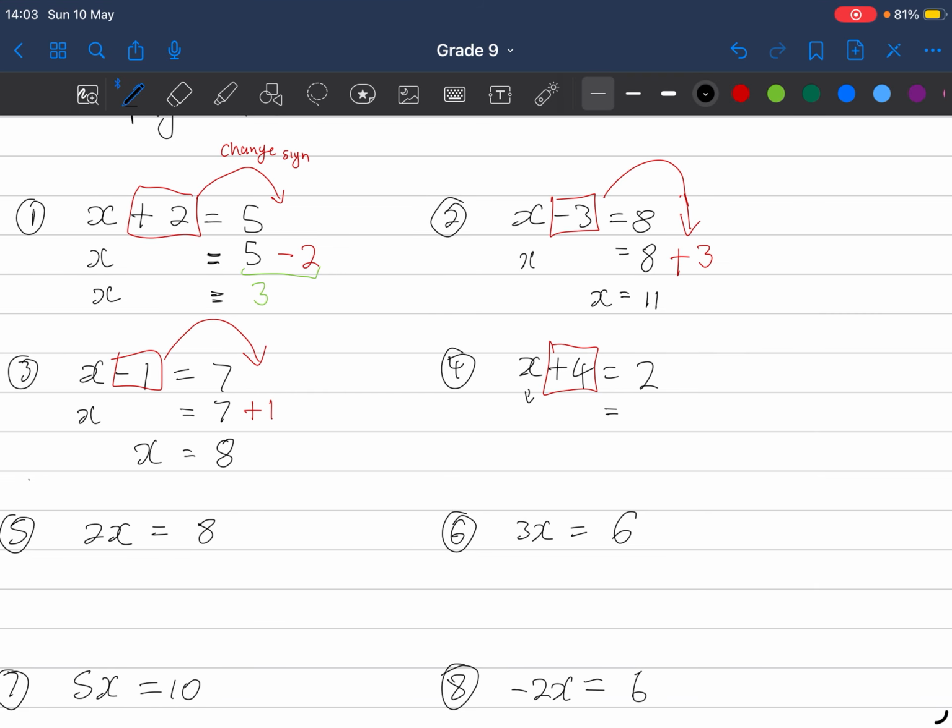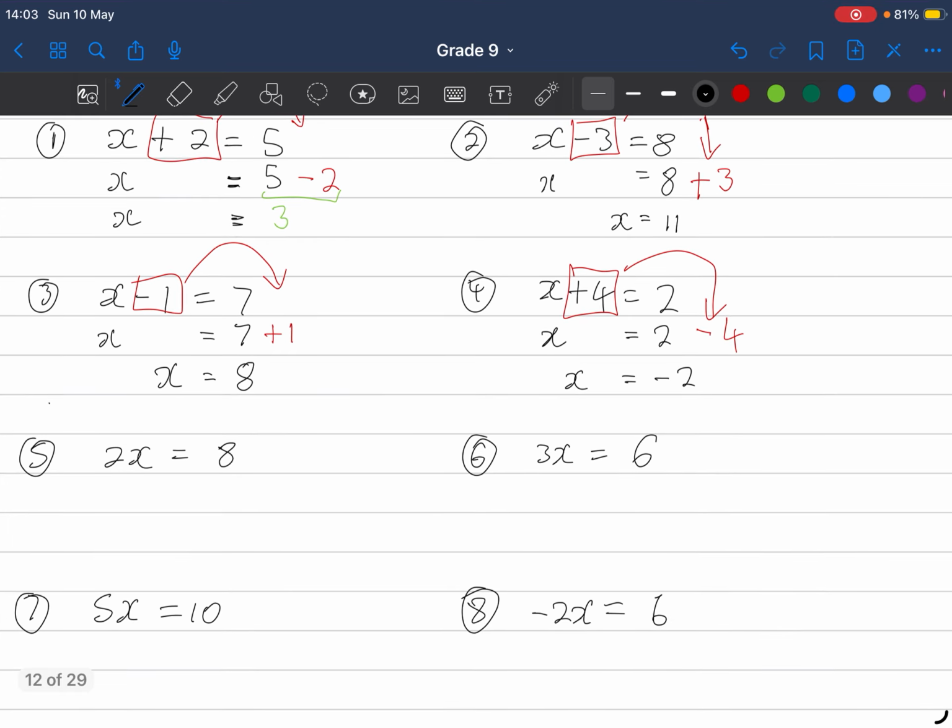So let's bring this down. So I'm going to have x and 2. Bringing this across will become -4. Equals sign under the previous equals sign. x equals 2 minus 4, which is -2. Right? First four done. Alright, we have a slightly different situation here now.